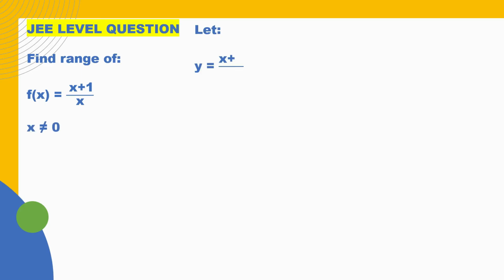This is a very important range question and many students get confused because of the fraction. Find the range of f of x equals (x plus 1) upon x. First, replace the function with y. Now multiply both sides by x to remove the fraction. Then rearrange the equation. Notice carefully, this becomes a quadratic equation in x.